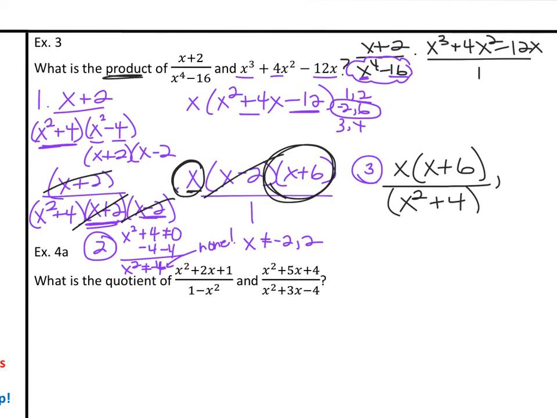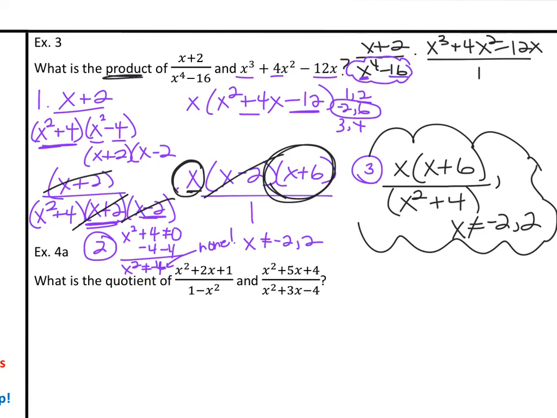Oh, and last but not least, we have to state our restrictions. X can't equal negative 2 or positive 2. So again, no graphing, sweet. However, factoring, stating restrictions, and then reducing. That's multiplying rational expressions.